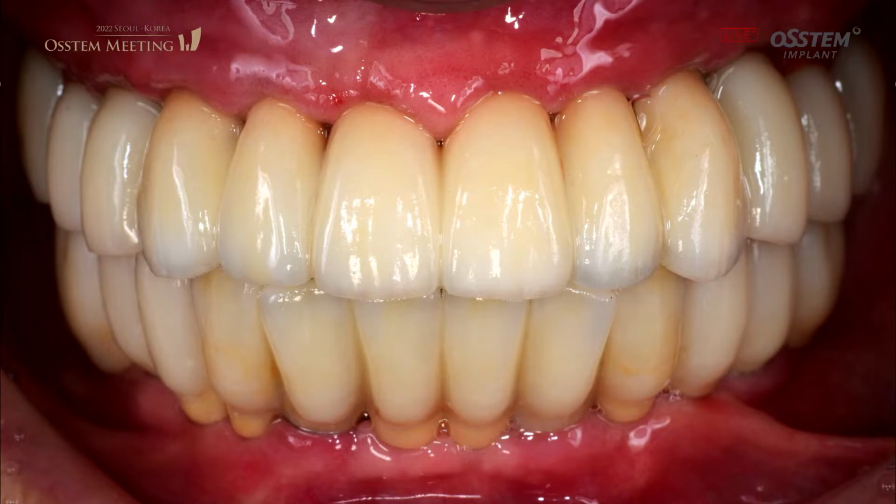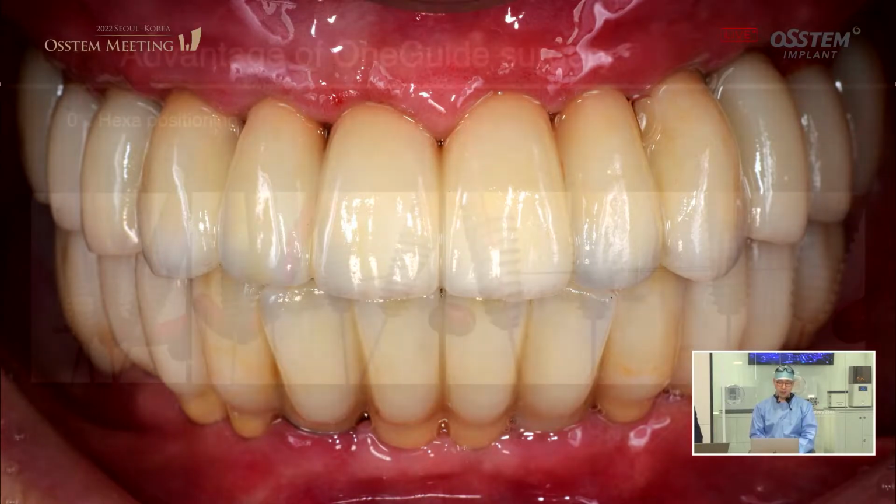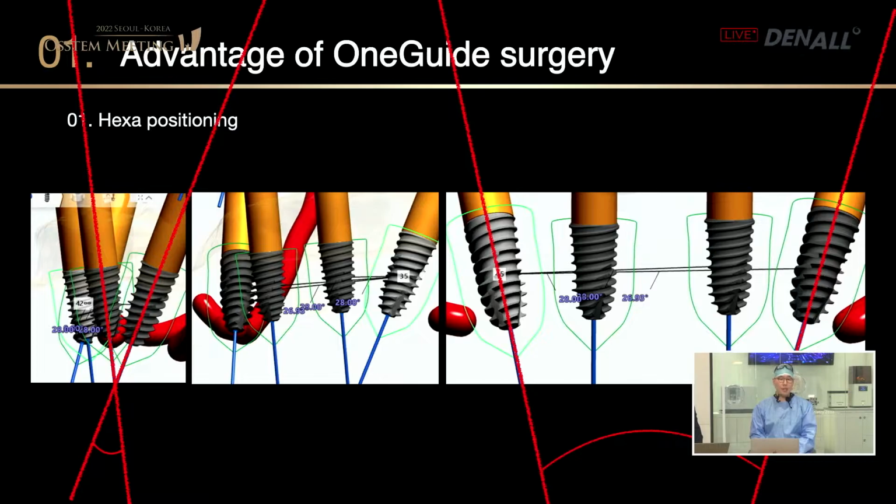All-on-4 in itself is a one-unit prosthesis. At the lab, the loss of zirconia disc is quite severe. Because of these processes, the ease of fabrication in the lab process is not really good. What is the benefit of OneGuide?